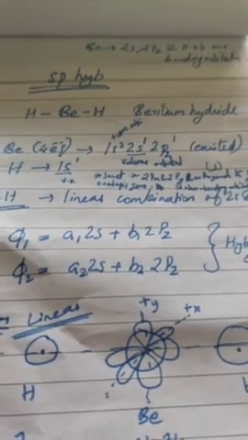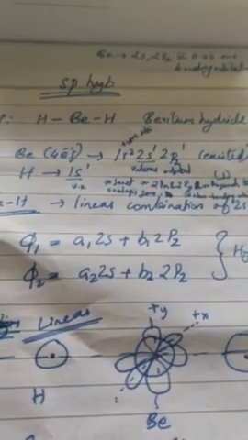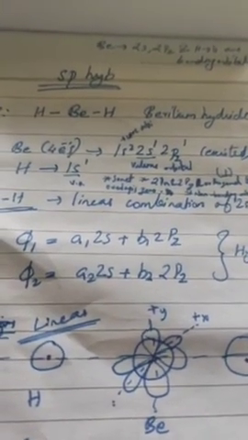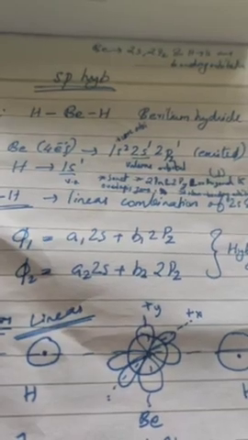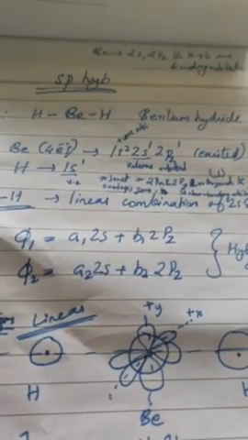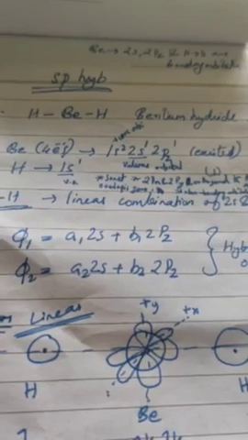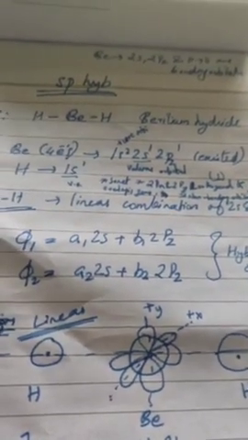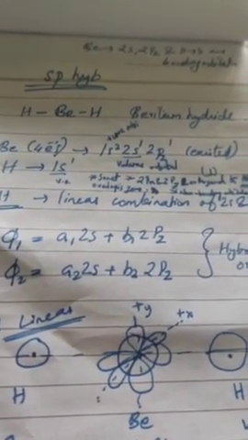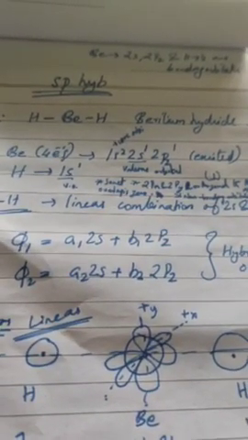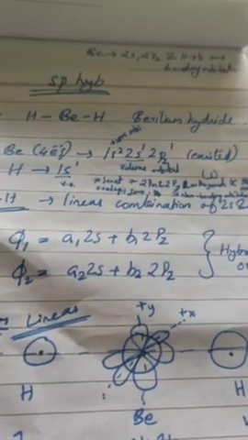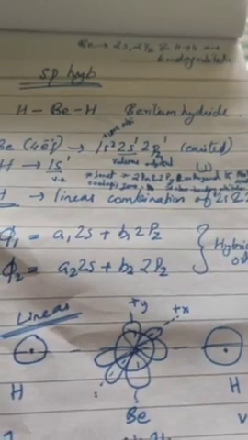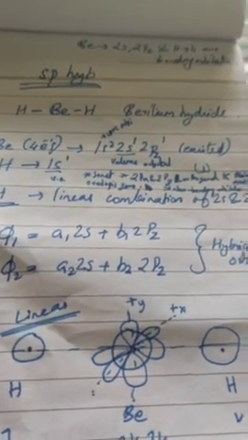And next is the hydrogen atom, where the electron is in the 1s orbital. Now you can see that the valence orbitals are 2s and 2p in the case of beryllium, and in the case of hydrogen, the 1s orbital. So beryllium hydride, being a molecule with a linear geometry, has a bond angle of 180 degrees.